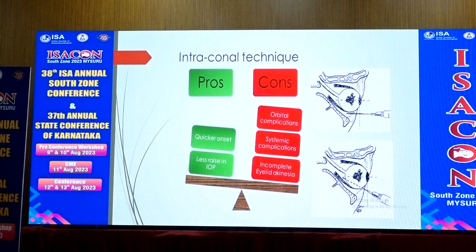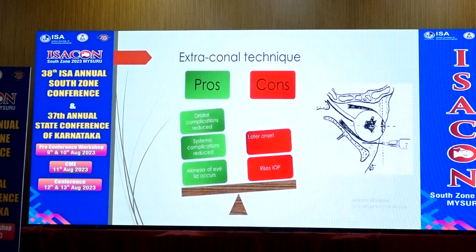And in retrobulbar block, what is happening? The needle tip is placed behind the globe, that is inside the muscle cone. Now, coming to the extraconal or the peribulbar, as you can appreciate here, the needle tip is placed outside the muscle cone, that is just parallel or tangential to the globe.